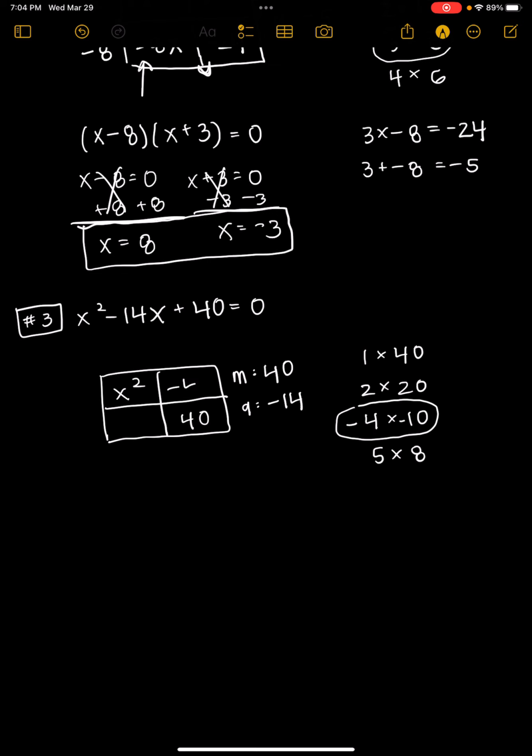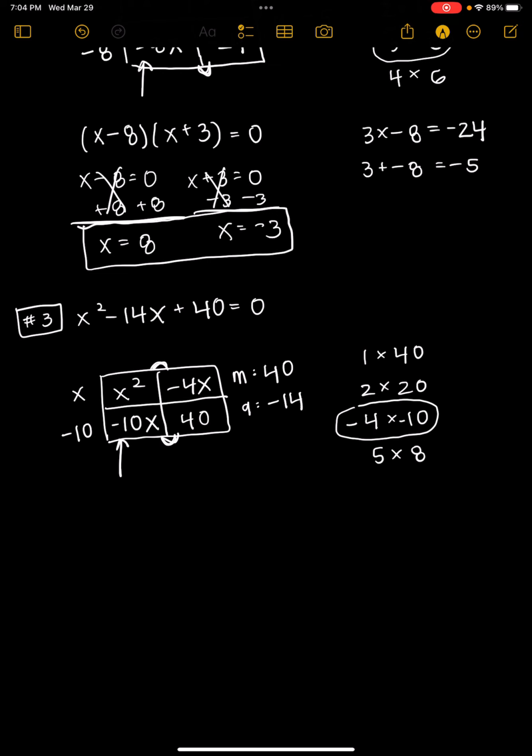So I'm going to put a negative 4x in one of the boxes, a negative 10x in another box, and then we're going to find what they have in common. So the bottom two boxes have a negative 10 in common. I can divide both of those by negative 10. I pull a negative out. Even though the 40 is positive, I'm going to pull a negative out because this 10 inside this box is negative.